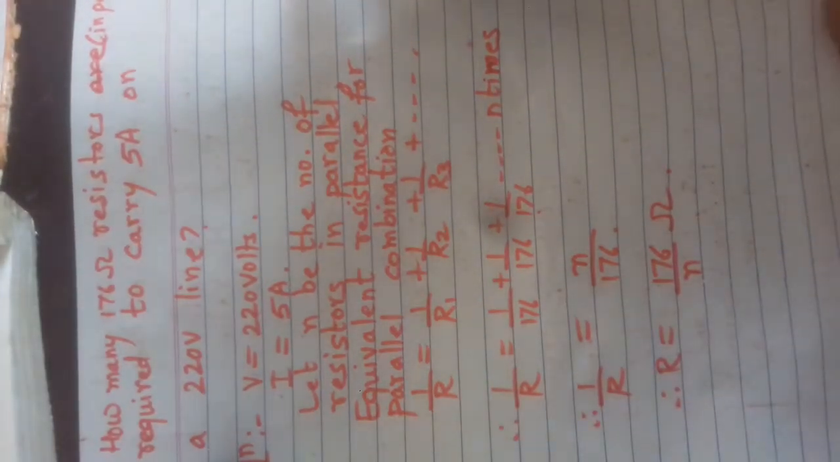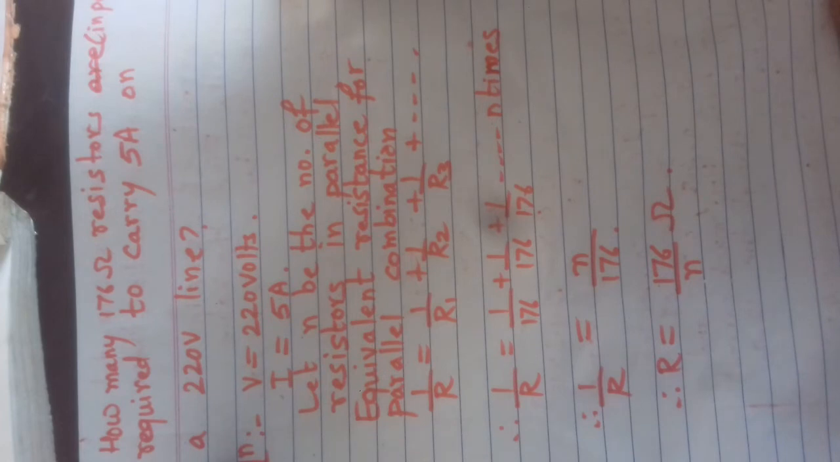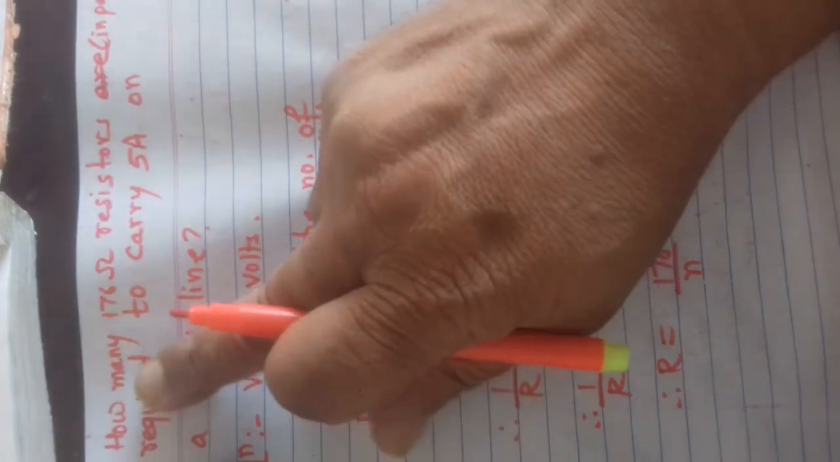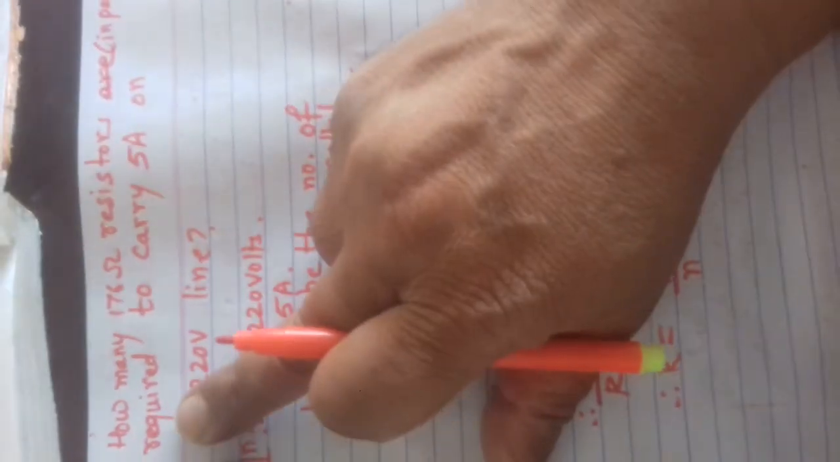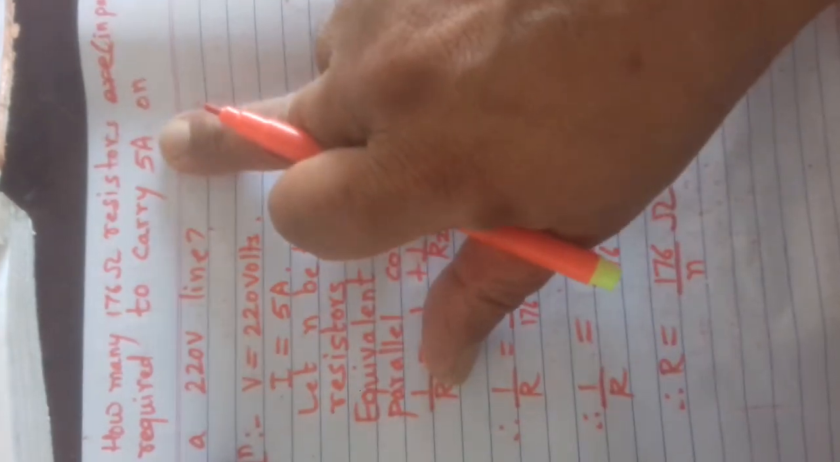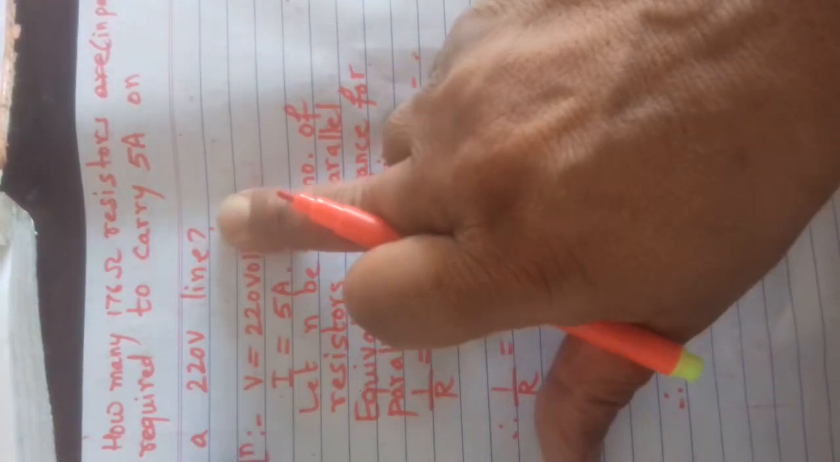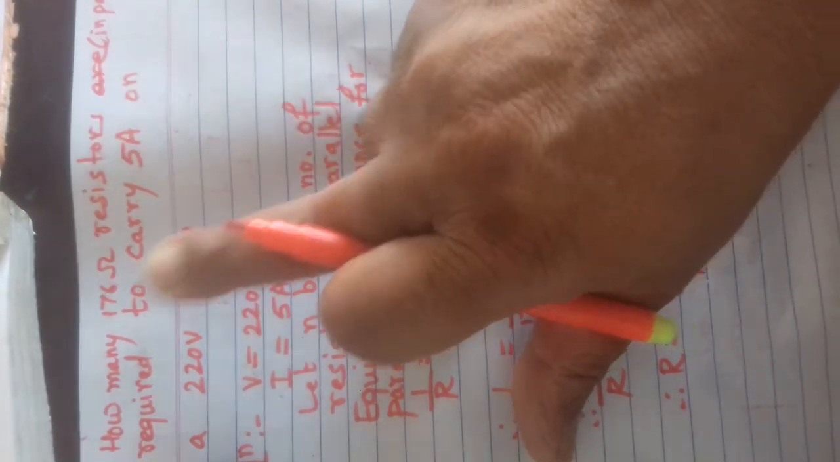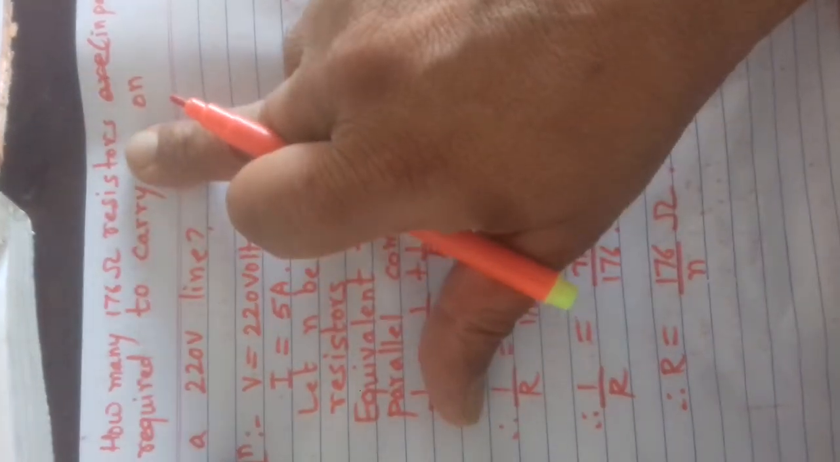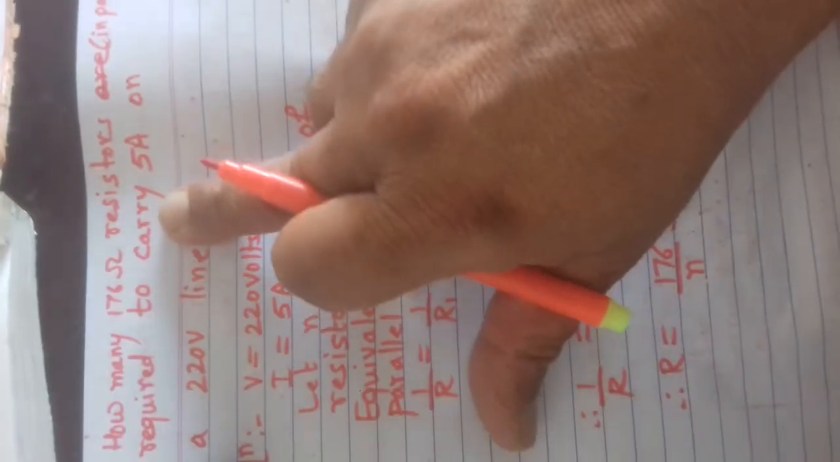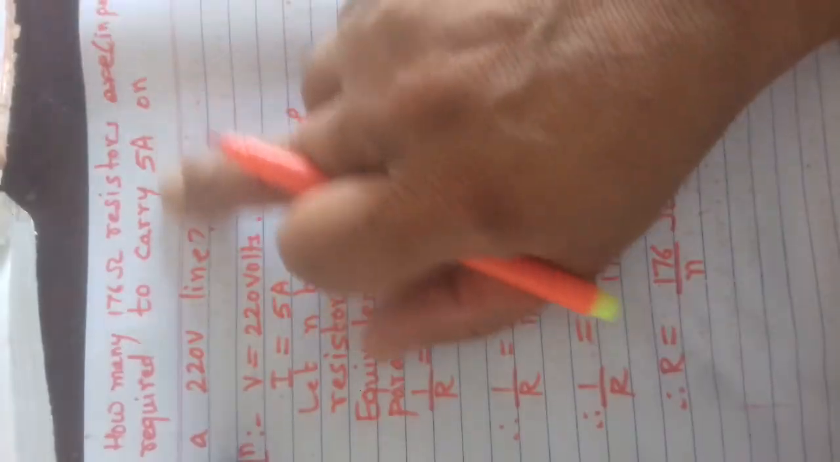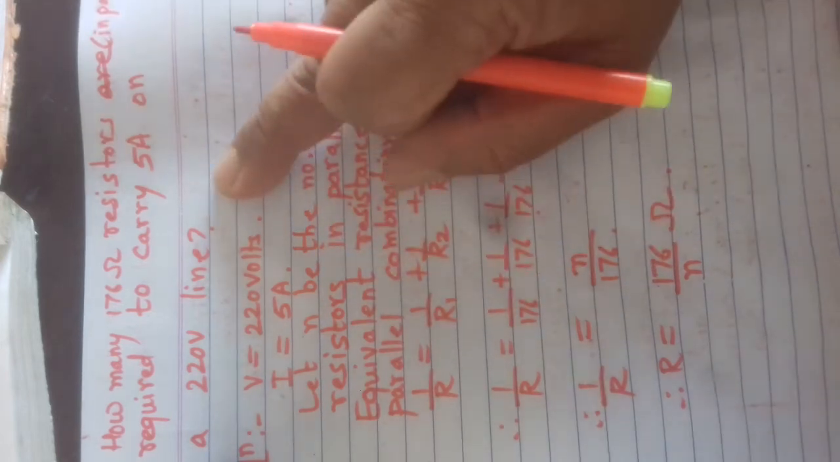So I will just read the 10th question of the exercises. That is on page number 221. You all also can open your book and refer to it. How many 176 ohm resistors in parallel are required to carry 5 amperes on a 220 volt line? Okay, how many 176 ohm resistors in parallel are required to carry 5 amperes on a 220 volt line?